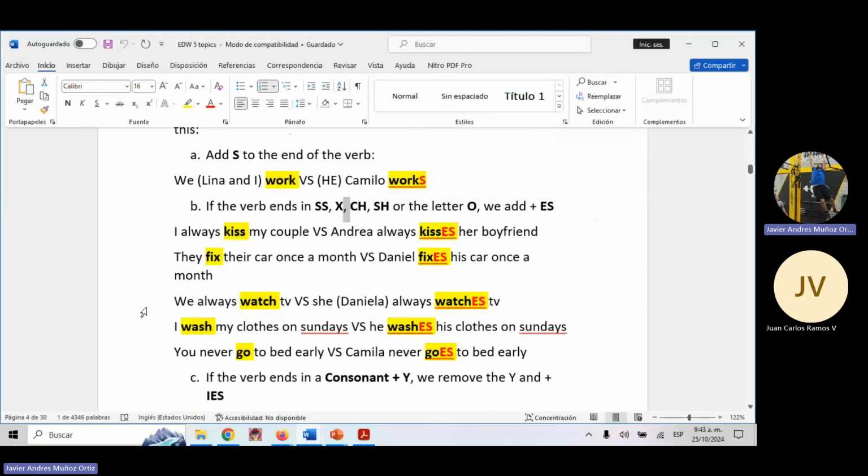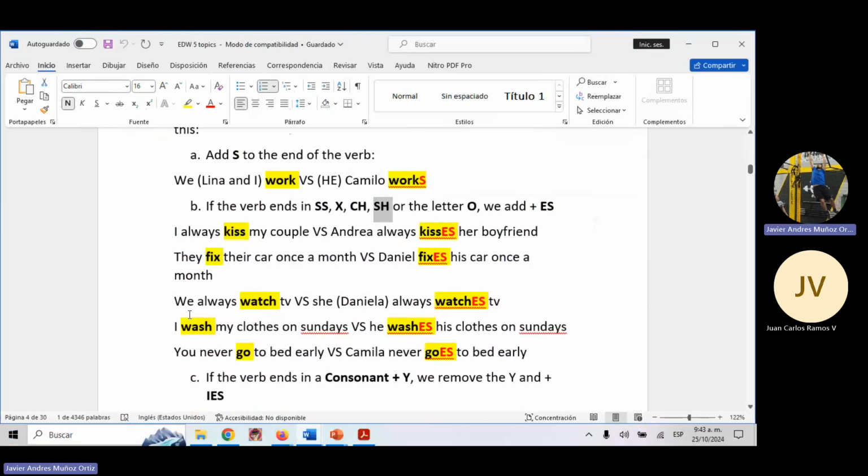A verb that ends in X: They fix their car. He fixes his car. We cannot say "he fix," right? The sound is missing, it is getting lost. Ending in CH: We watch TV versus Daniela watches TV.